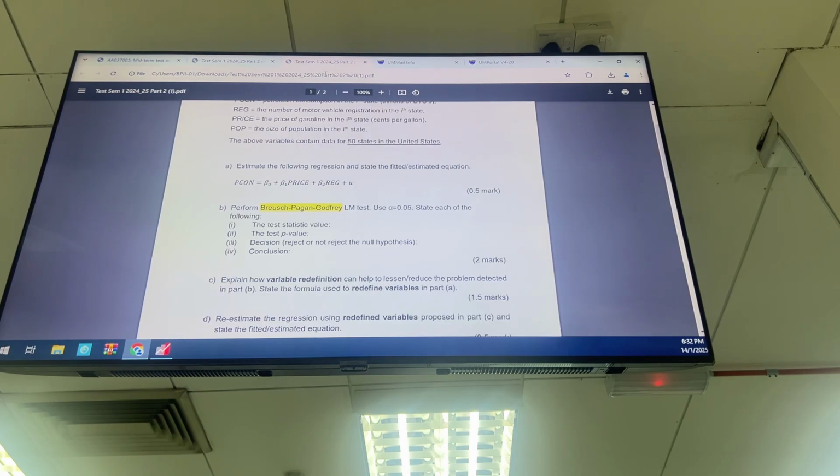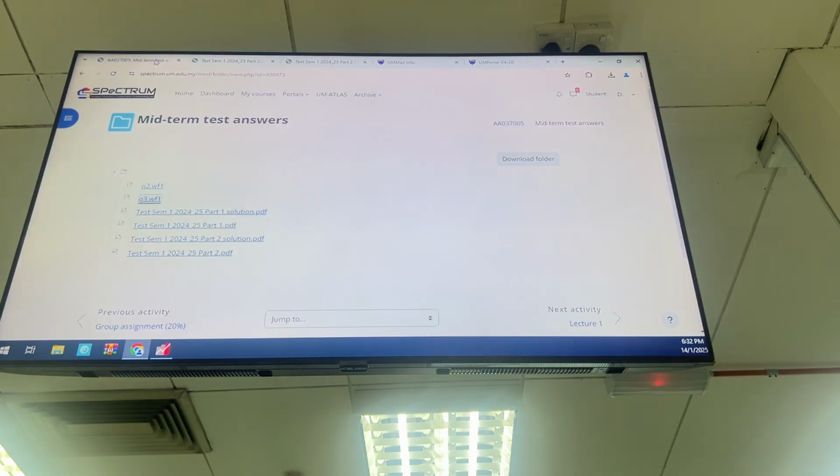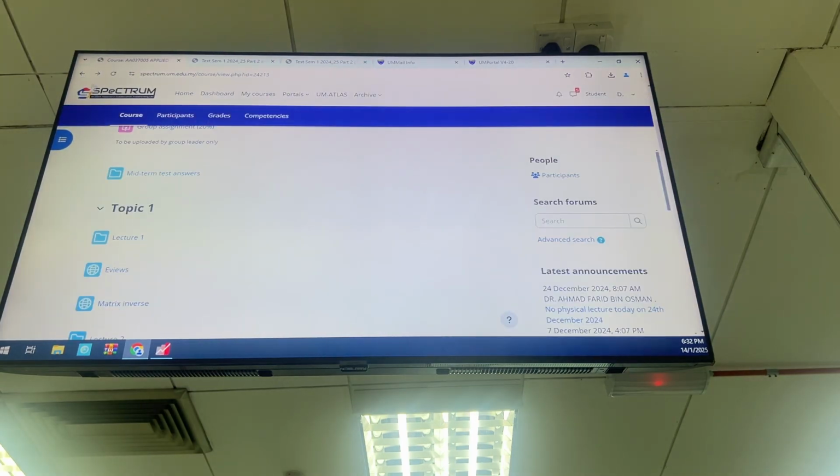And then the next one: explain how redefining variables can help fix the problem detected in B. So I mentioned before, this is in lecture 6, on heteroscedasticity. If you go back to lecture 6.